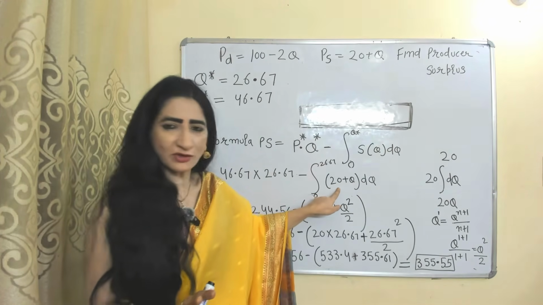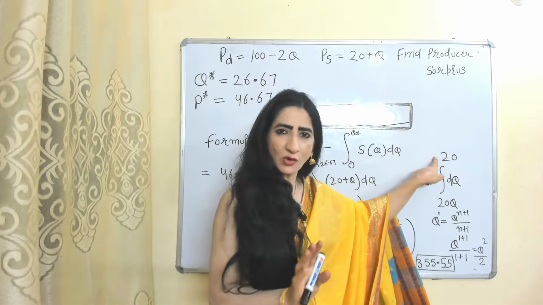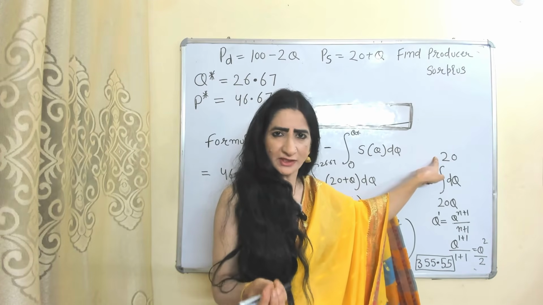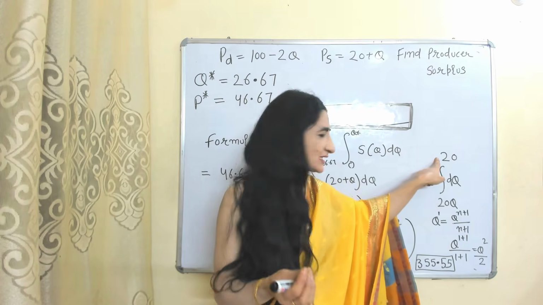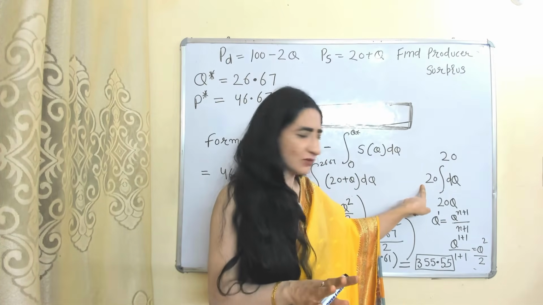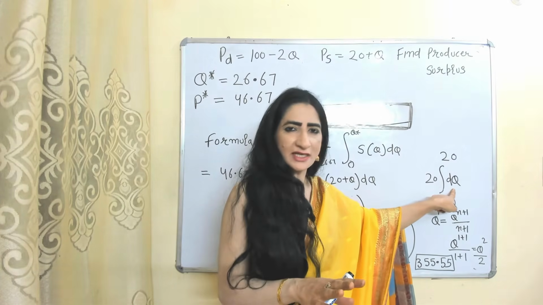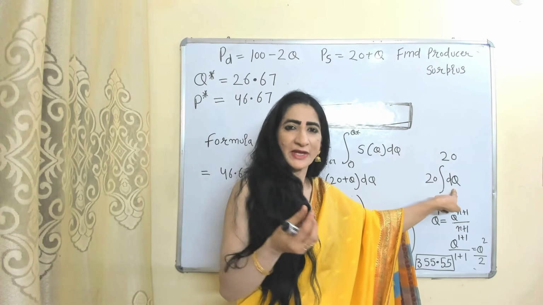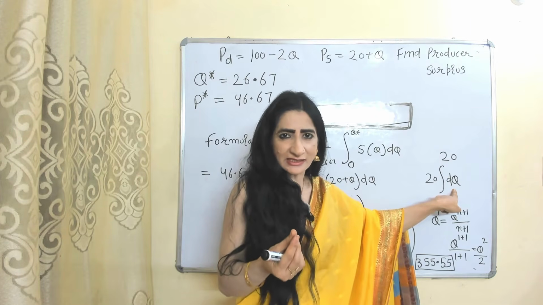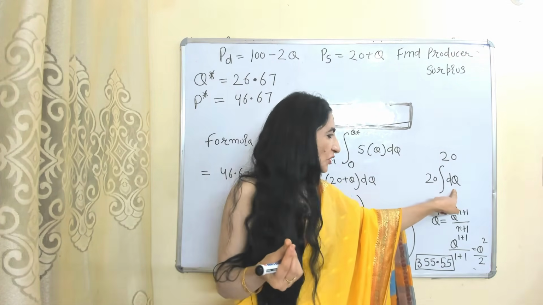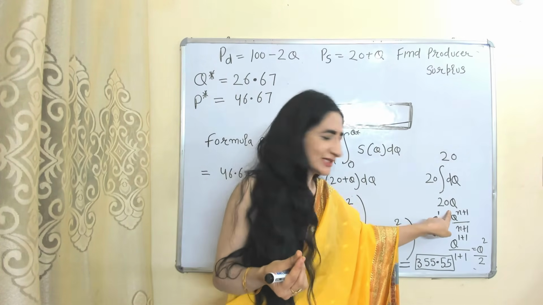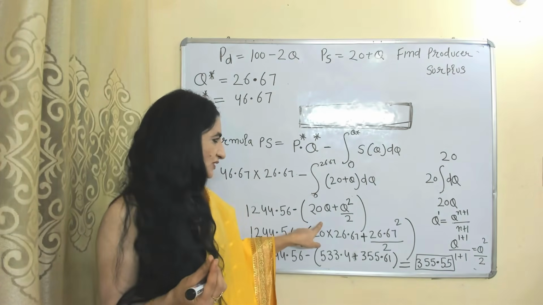What is the integration of 20? 20 is a constant. There is no variable term with 20 like x, y or z. So 20 will come out, and we will integrate dq. We have already discussed that the integration of dx is x, so the integration of dq is q. It becomes 20q. So the integration of 20 is 20q.